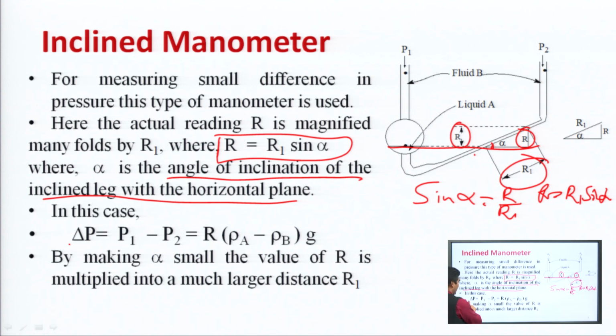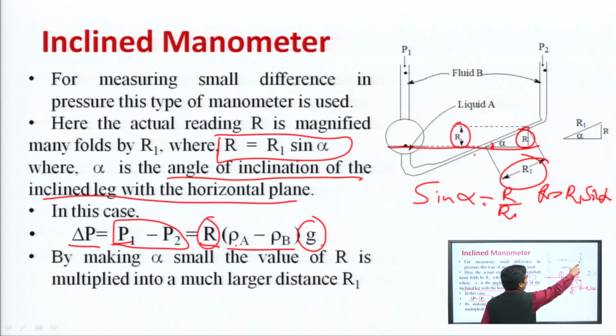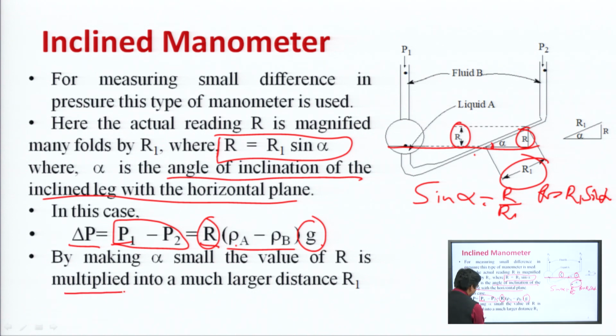In this case, delta P, that is the change in pressure, can be determined by P 1 minus P 2, which is equal to R into rho a minus rho b into g. Here rho a is the density of liquid A, rho b is the density of liquid B, g is the acceleration due to gravity, and R is the distance travelled by liquid A. So, by making a small change in the value of R, it is multiplied into a much larger distance R 1.